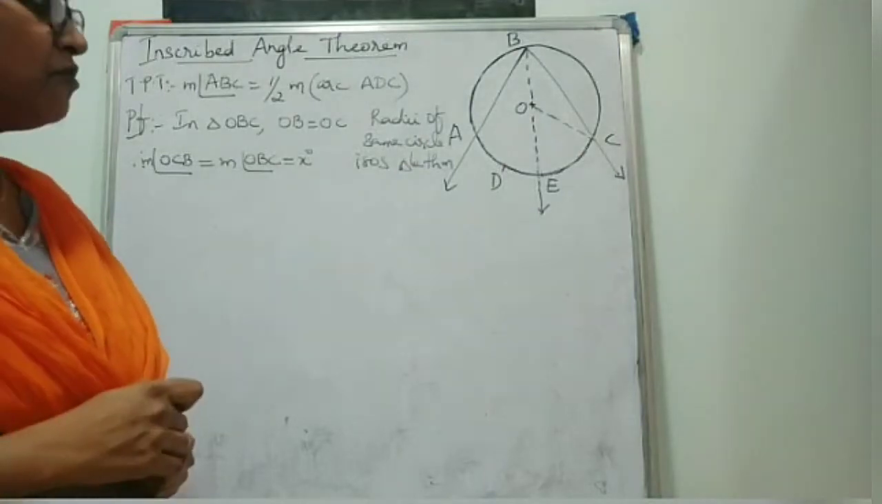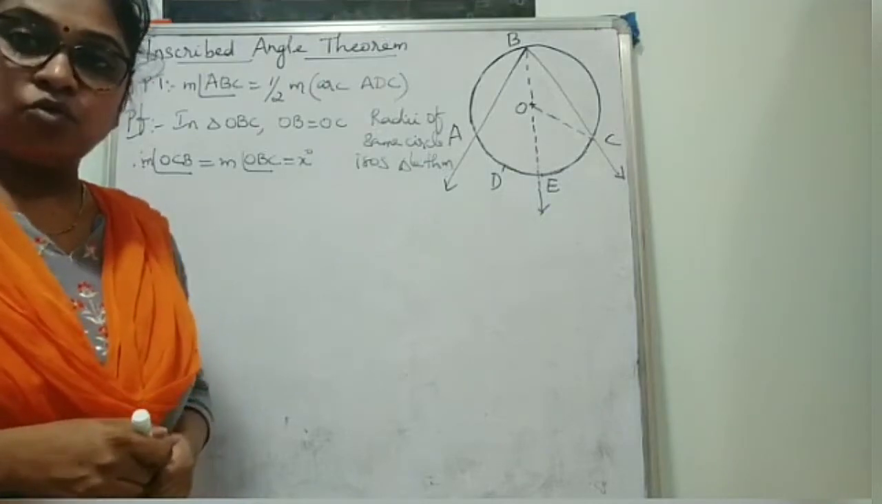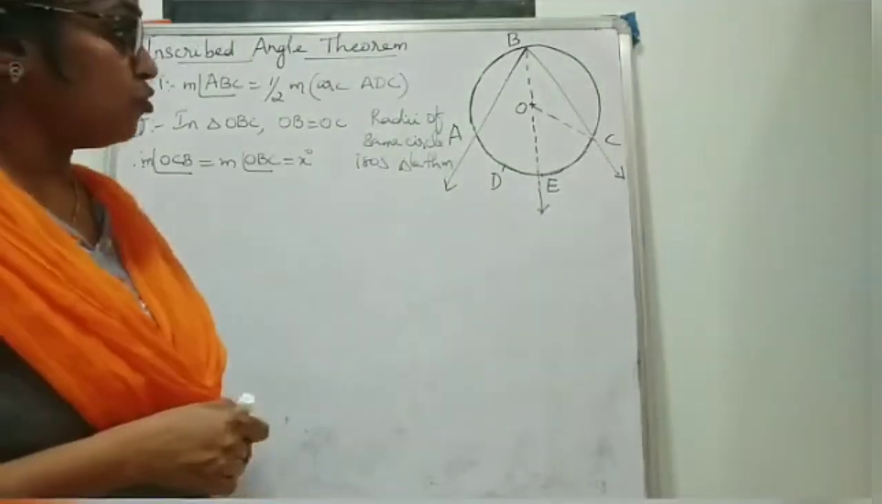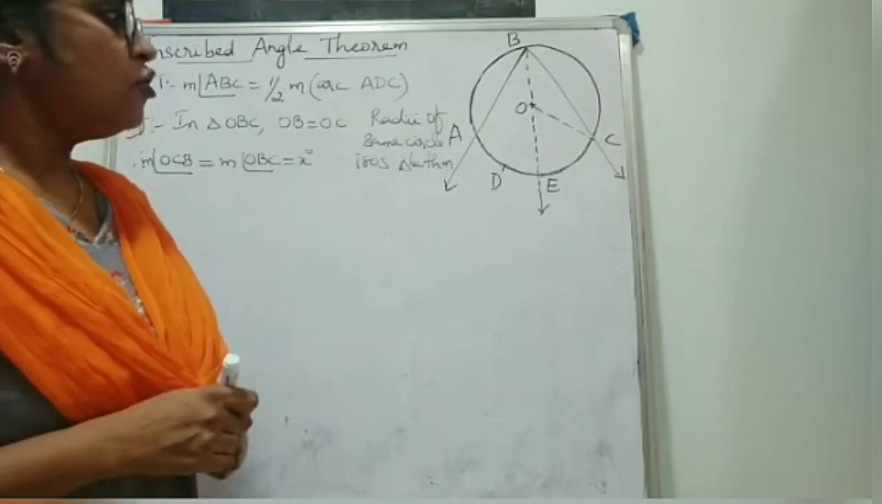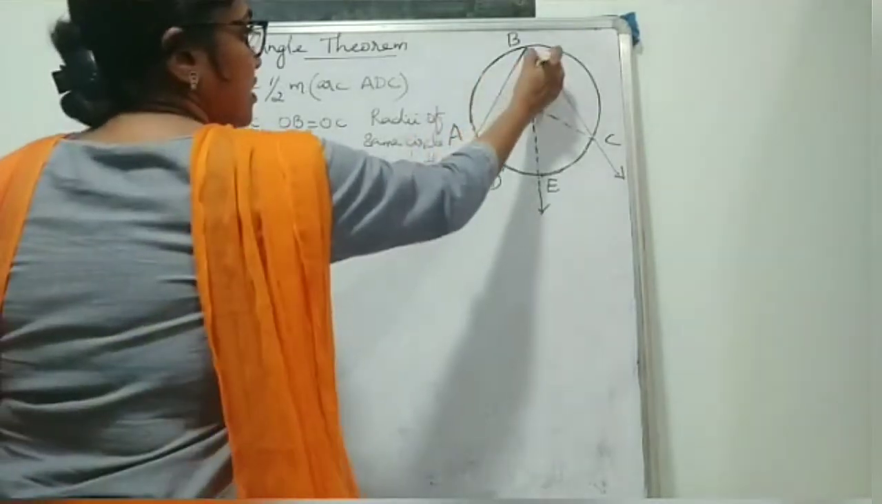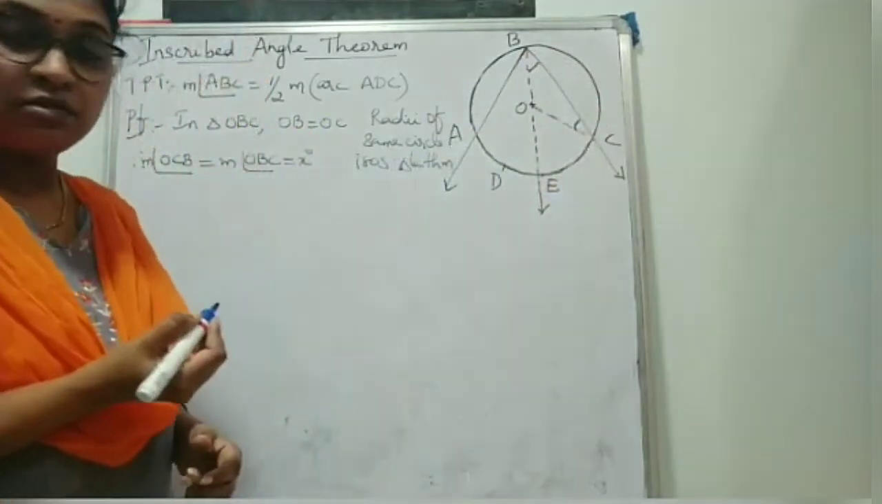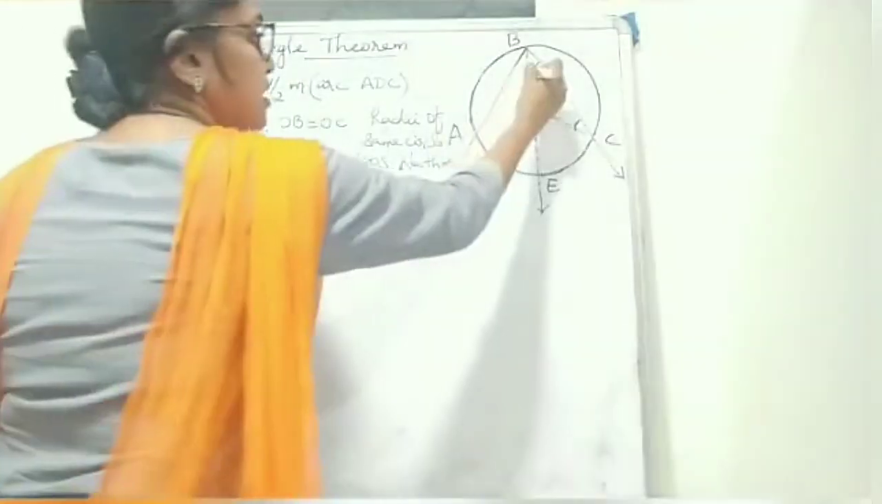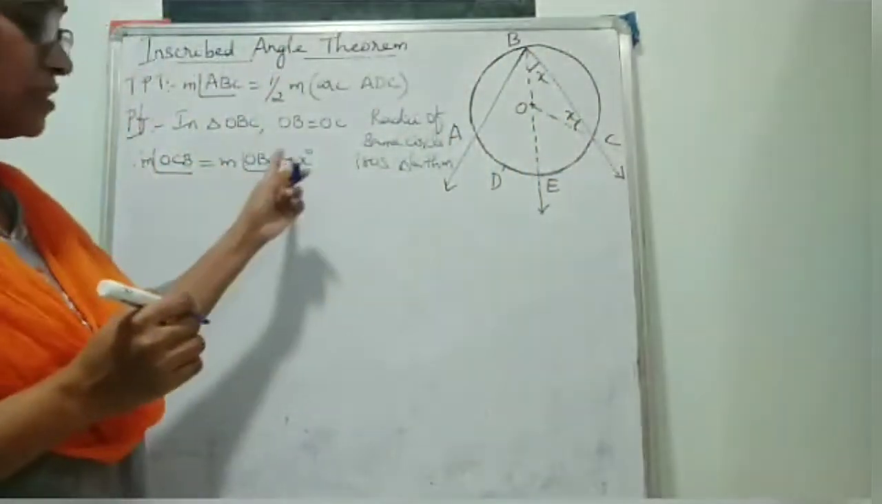I am explaining it once again. Look at triangle OBC. In triangle OBC, OB is equal to OC because they are radii of the same circle. So according to that, we get the opposite angles congruent by the isosceles triangle theorem, and those angles are B and C, which we are assuming as X degrees.